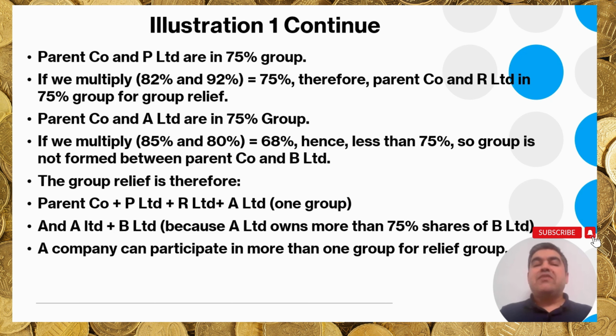So for group relief, there are two groups we can see: Parent Co plus P Limited plus R Limited and A Limited. So these companies can transfer the losses in between. Then there is another group as well: A Limited plus B Limited can also form a separate group because A Limited owns more than 75% of the shares of B Limited. Remember, a company can participate in more than one group for group relief purposes.